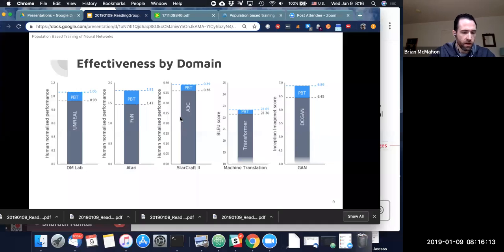And this is just another look at the results and performance of population-based training against all of these different domain exercises. The first three, DM Lab, Atari, and StarCraft, are deep reinforcement learning domains, compared against the human normalized performance with the same algorithm but without population-based training. And the last two, machine translation and GAN, are again the language translation exercise as well as the GAN exercise, against the relevant performance metric.